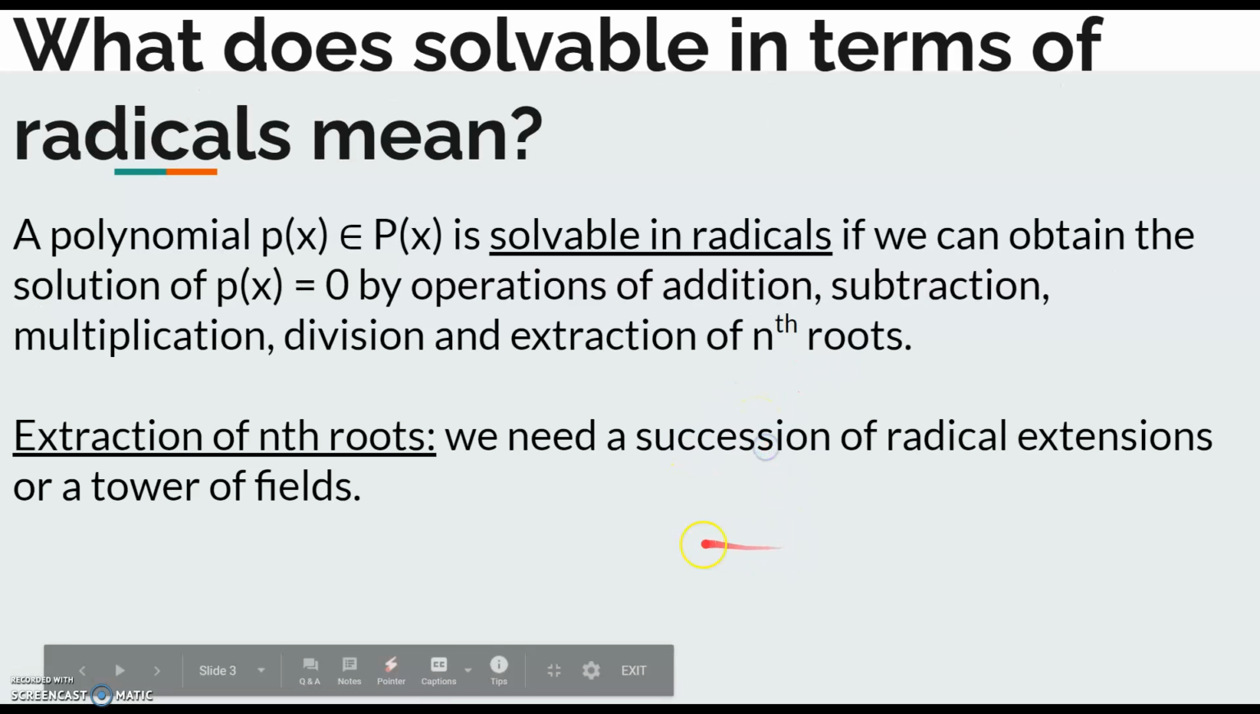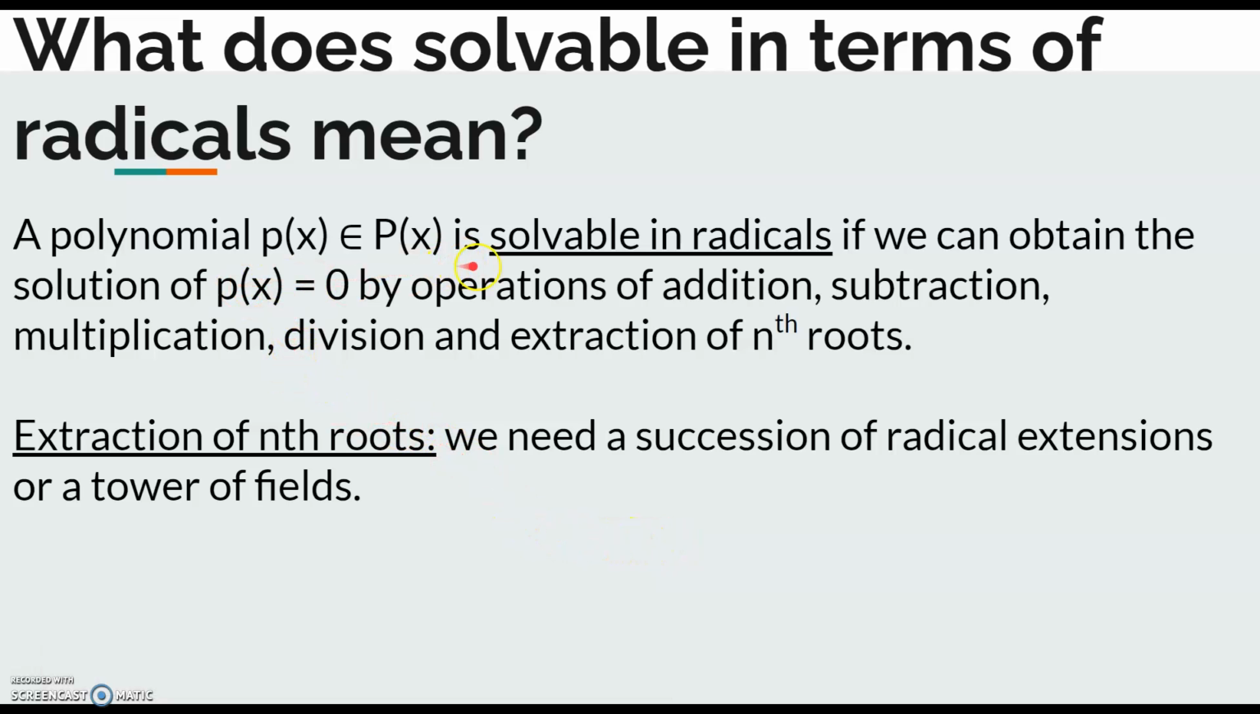So solving by radicals, what does that mean? If we have a polynomial that is solvable by radicals, that means we can obtain a solution of the equation of the polynomial equal to 0 by the operations of addition, subtraction, multiplication, division, and then the extraction of the nth roots. I understood addition, subtraction, multiplication, and division, but I wanted to make sure I was understanding the extraction of the nth roots correctly, and it meant that we need a succession of radical extensions, or a tower of fields.